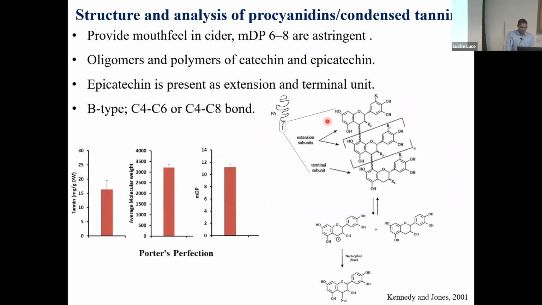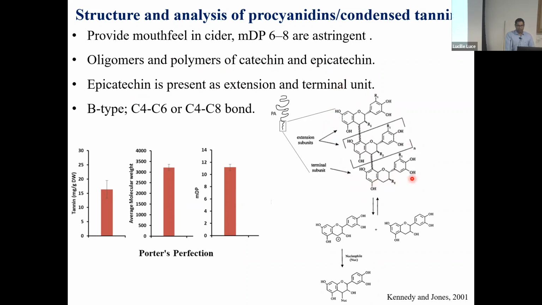The other objective was to optimize the method for HPLC. So, a brief introduction about procyanidins, or condensed tannins. They provide mouthfeel to the cider, and if their mean degree of polymerization is 6 to 8 or more, they provide astringency, and if it is lower than that, they provide bitterness. They are oligomers and polymers of catechin and epicatechin. Epicatechin is present in both the terminal unit as well as the extension unit, and catechin is present only in the extension unit.